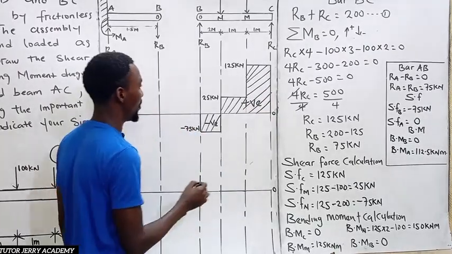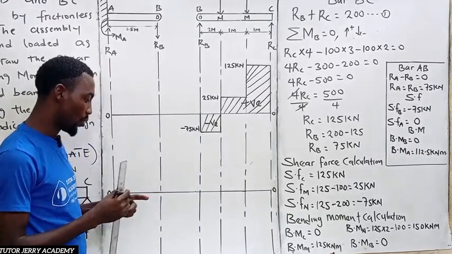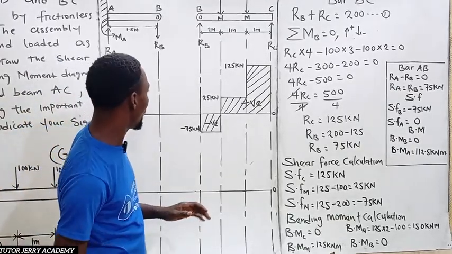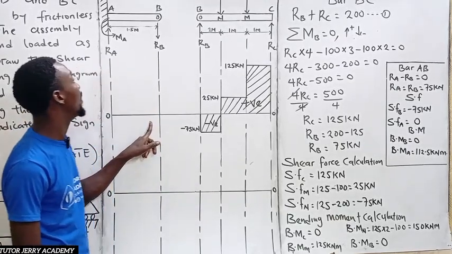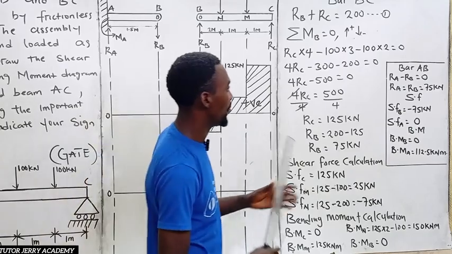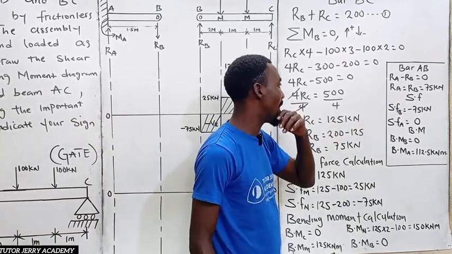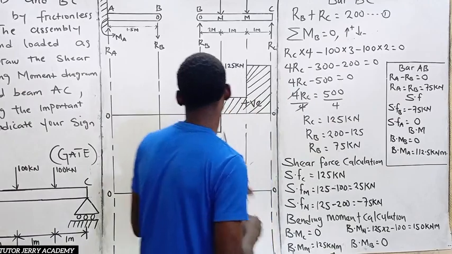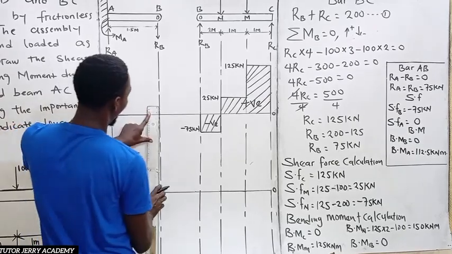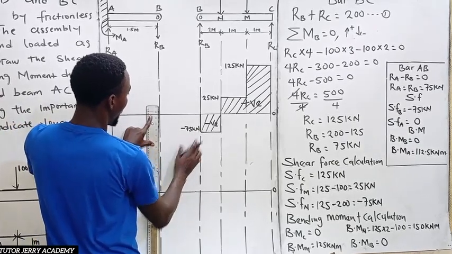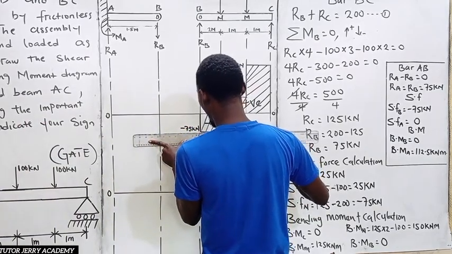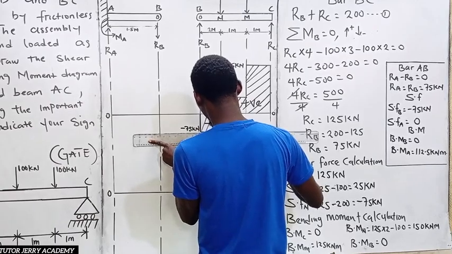All right. So that's it. Now, the next thing we are going to do is to draw the bending moment diagram. We have not drawn the shear force for bar AB. For bar AB, the shear force at point B is what? Negative 75. So we are going to be moving from this point to negative 75. And don't forget, this is 75 here, so we are going to just have the same distance here.